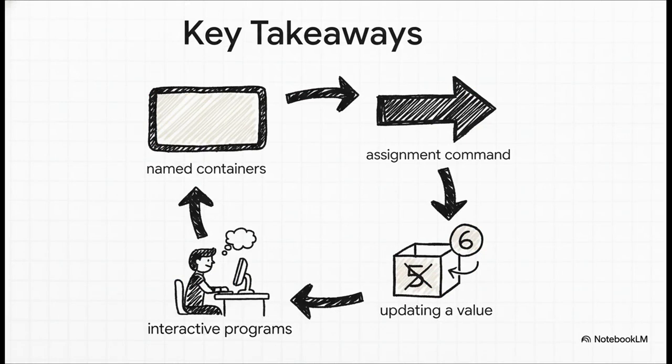Okay, so let's do a super quick recap. What have we learned? 1. Variables are just named containers for data. 2. The equal sign in code is a command to assign something. It's not about math-style equality. 3. That funky-looking A equals A plus 1 is a super powerful way to update a variable's value. And 4. All of this together is what lets our programs be flexible and interactive.